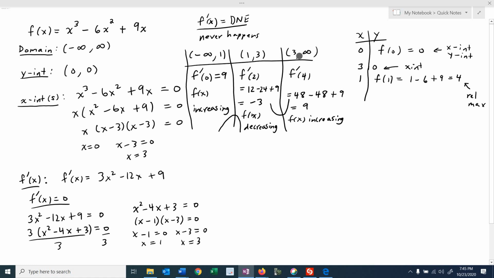Okay, we also need to know the y value when x is 3. Now plug a 3 into here, and you get 27 minus, 3 squared is 9. 9 times 6 is 54, so minus 54, plus 9 times 3, which is 27. Okay, and so that's just going to give us 0. And that's an important point because that's a relative minimum.